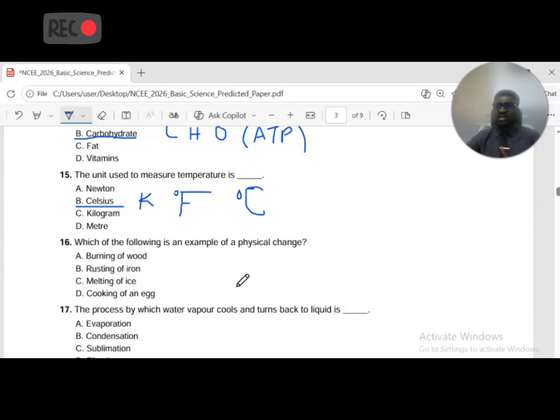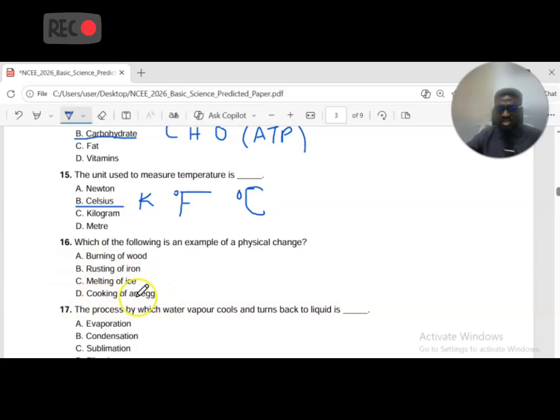Physical changes are temporary or reversible changes that can be taken back to their original form, while chemical or permanent or irreversible changes cannot be returned to their original form or shape after a reaction has taken place. So option A says burning of wood, rusting of iron, melting of ice. These are processes that happen in the environment on a daily basis. Or option D, cooking of an egg.